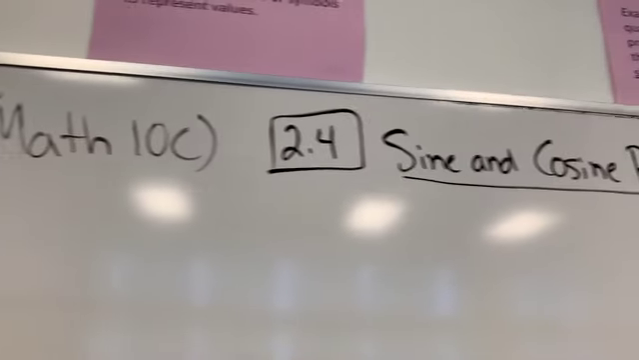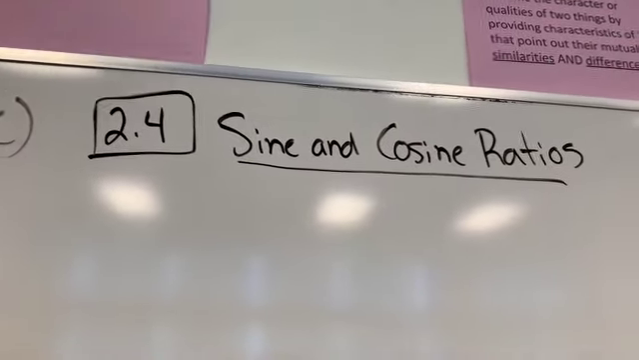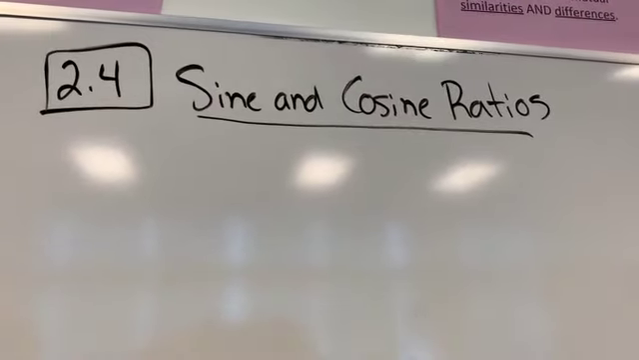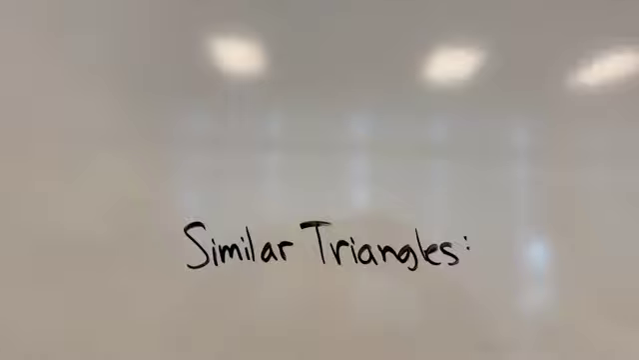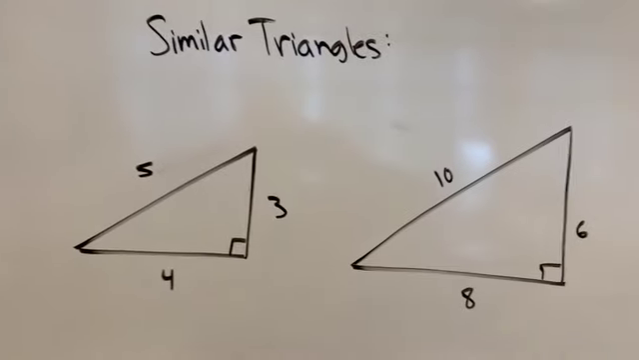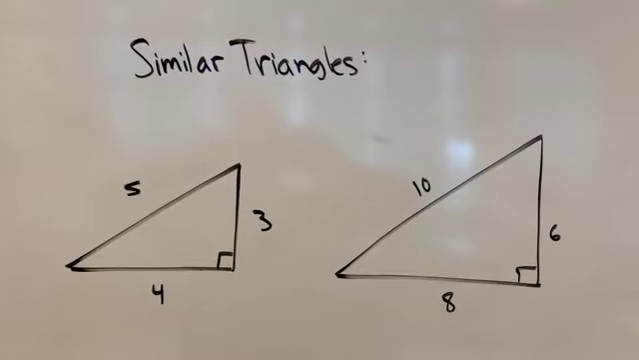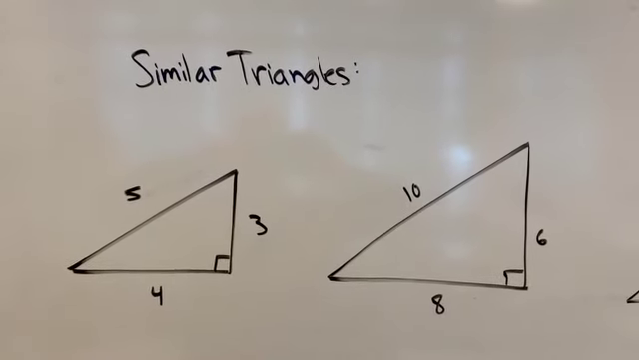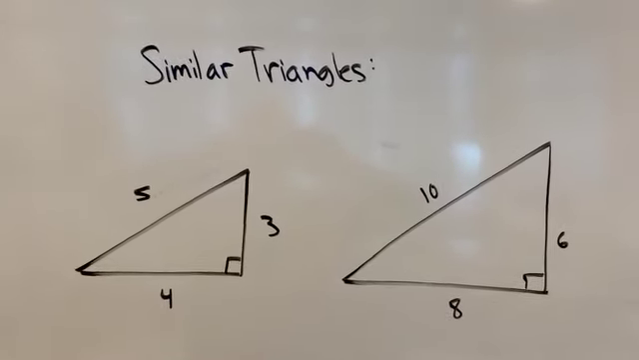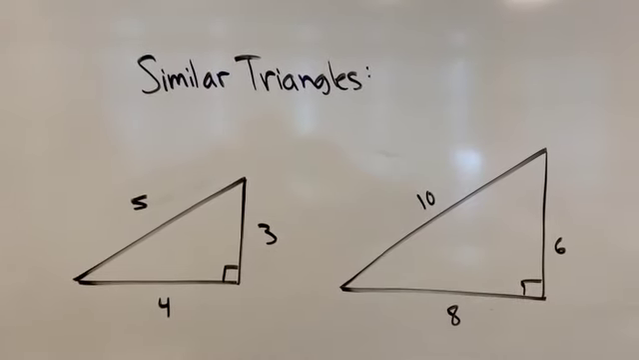All right, Math 10s, this is the first example, first video for lesson 2.4 about the sine and cosine ratios. Before we dive into those, I just wanted to quickly do a review of what a similar triangle is. So these two triangles here would be called similar triangles. Notice one is exactly twice as big as the other, in terms of the sides, which means the ratio of their sides would all be the same.